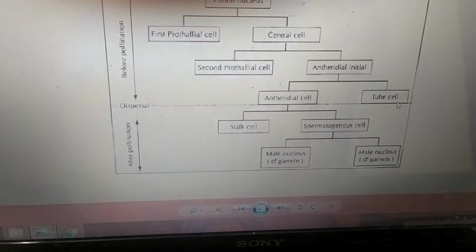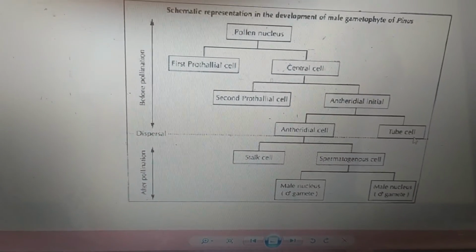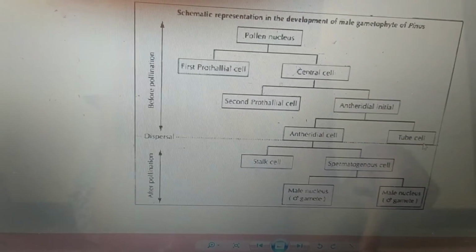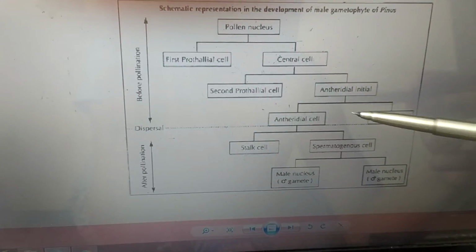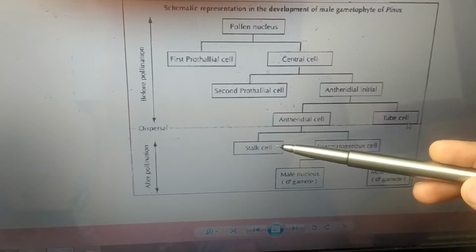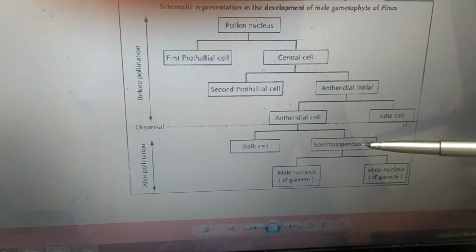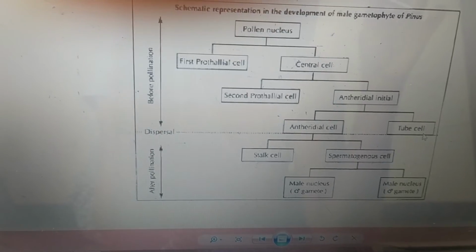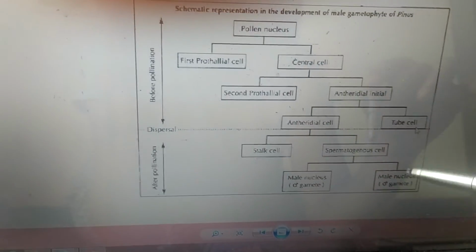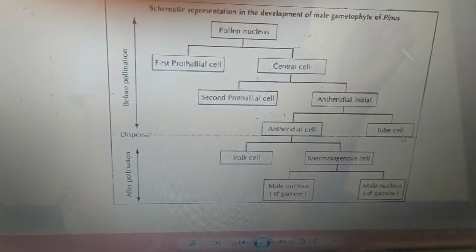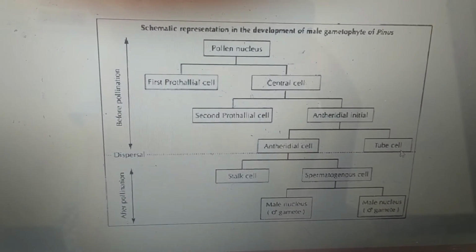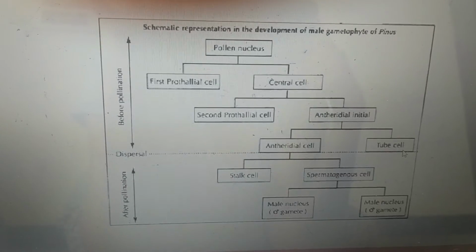The pollen tube is going to grow towards the archegonium, by penetrating the nucellar tissue of the ovule. And the antheridial cell, as I said, is going to form the stalk cell and the spermatogenous cell or body cell, which are going to develop further into male gametes. And these male gametes are non-motile, and they are also short-lived, that is ephemeral in nature. So these are the different stages of the male gametophyte of Pinus. Thank you.